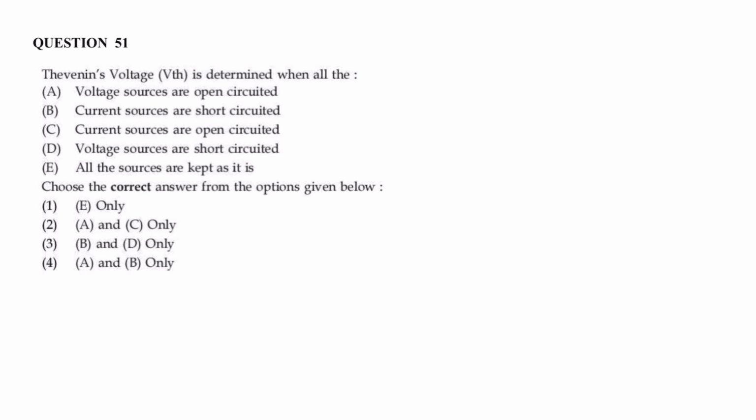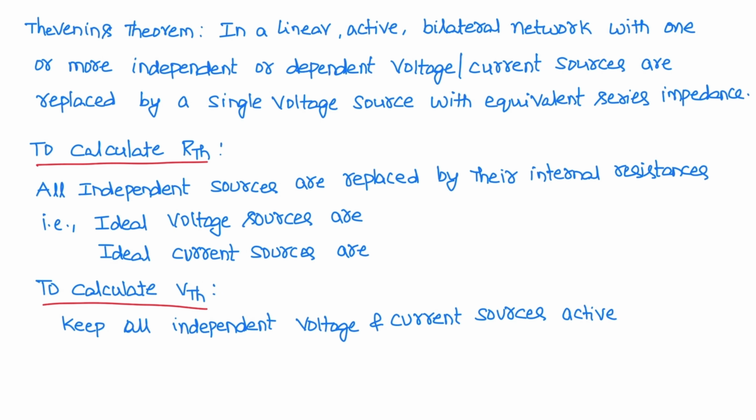Let us see Thevenin's theorem. This Thevenin's theorem states that in a linear active bilateral network with one or more independent or dependent voltage sources or current sources are replaced by a single voltage source with equivalent series impedance or RTH. To calculate the value of Thevenin's resistance RTH, all independent sources are replaced by their internal resistances, that is, ideal voltage sources are open circuited and ideal current sources are short circuited.